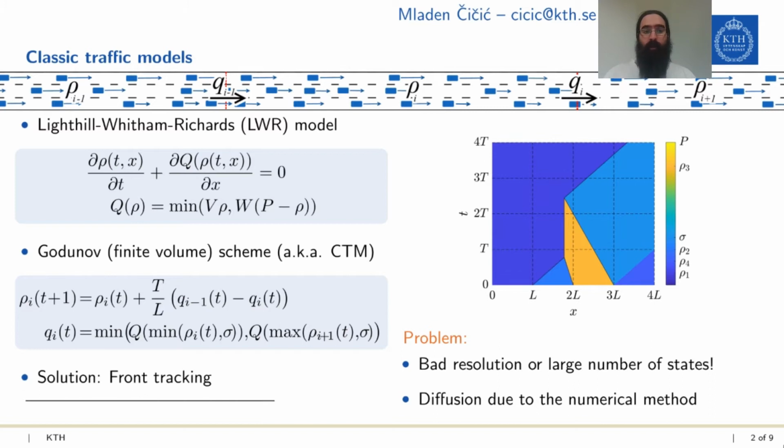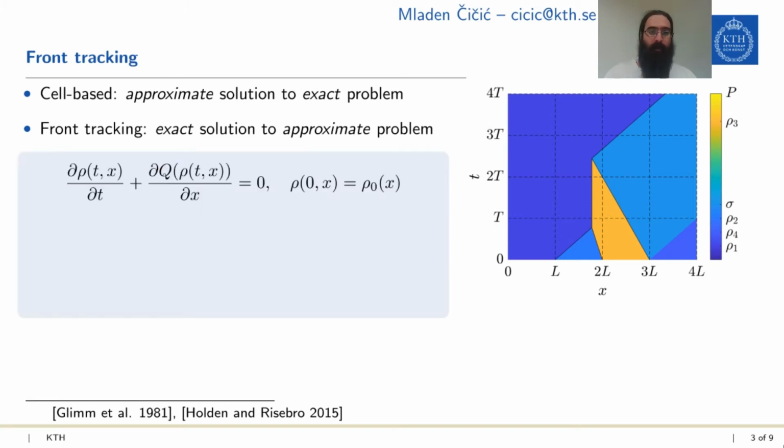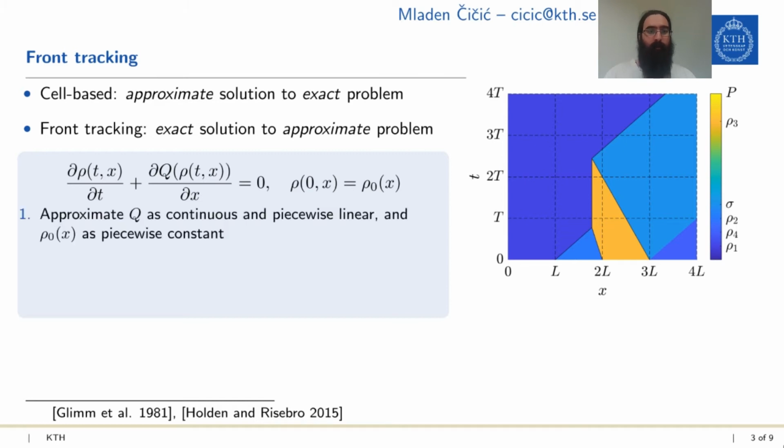And our solution is to instead use a different numerical method, which is called front tracking. Whereas the cell-based numerical methods try to find an approximate solution to an exact problem, what front tracking does is try to find an exact solution, but to an approximate problem, so a problem that is given in an appropriate form. And the way it does that, given the LWR with some initial conditions described by function rho 0, what we do is, first, we approximate this flux function as continuous and piecewise linear, and approximate the initial conditions as a piecewise constant function.